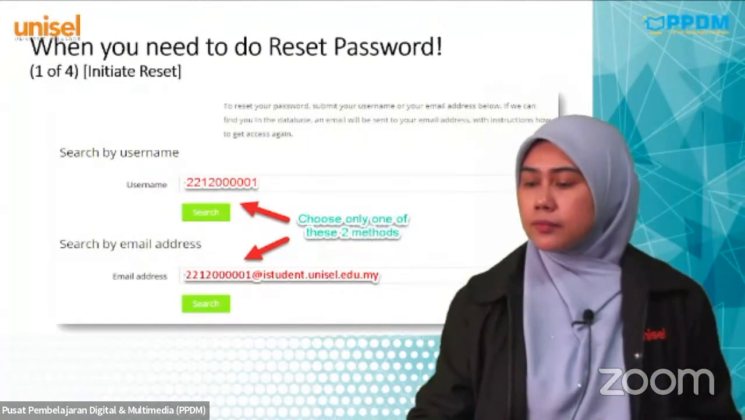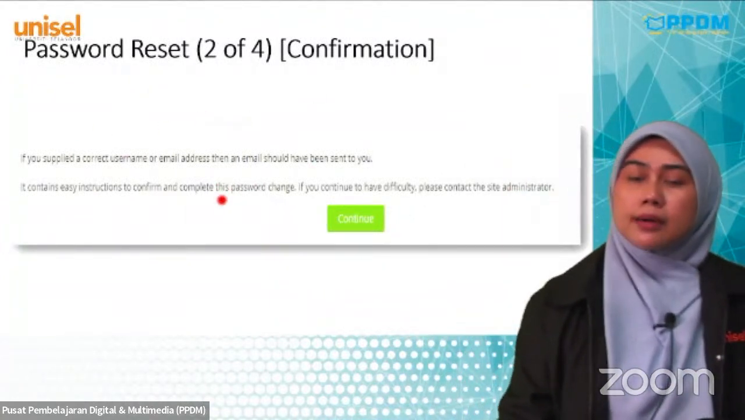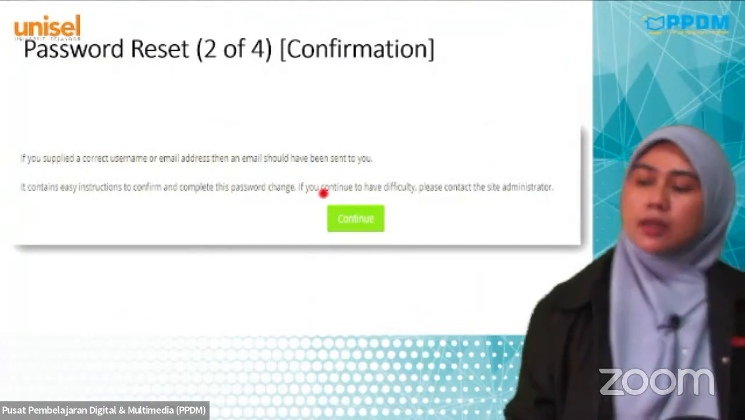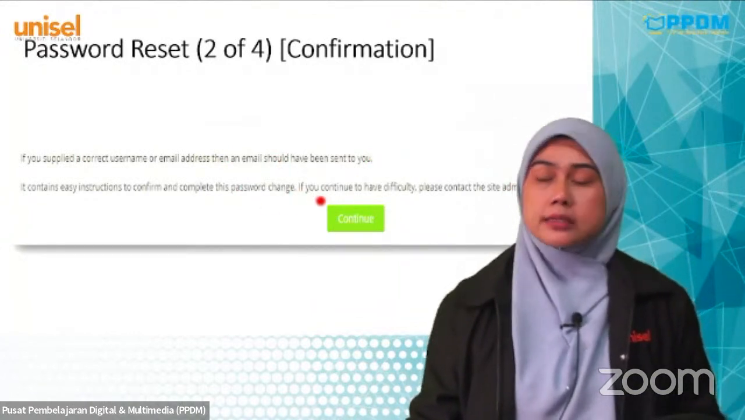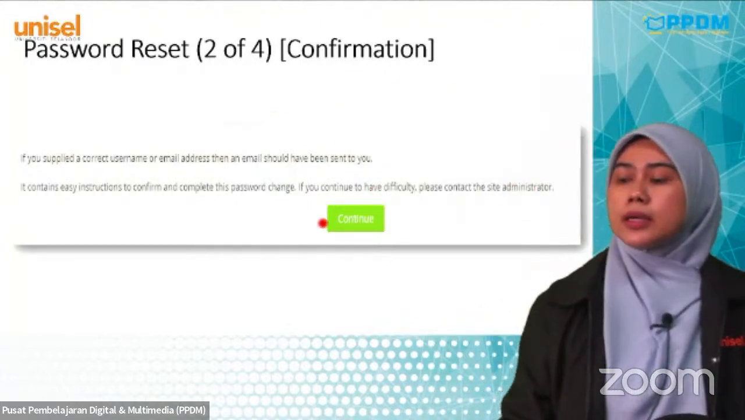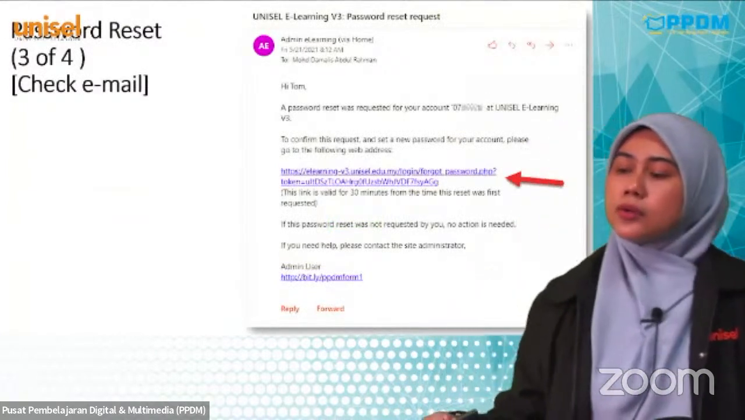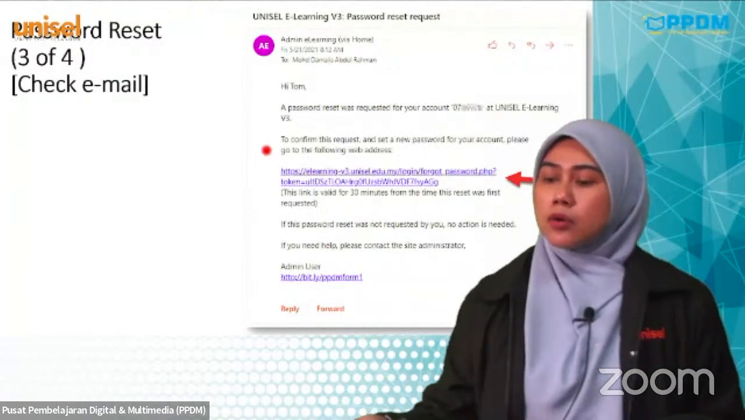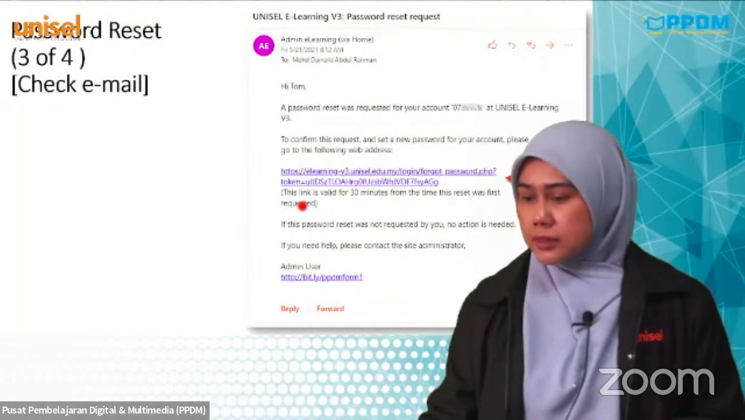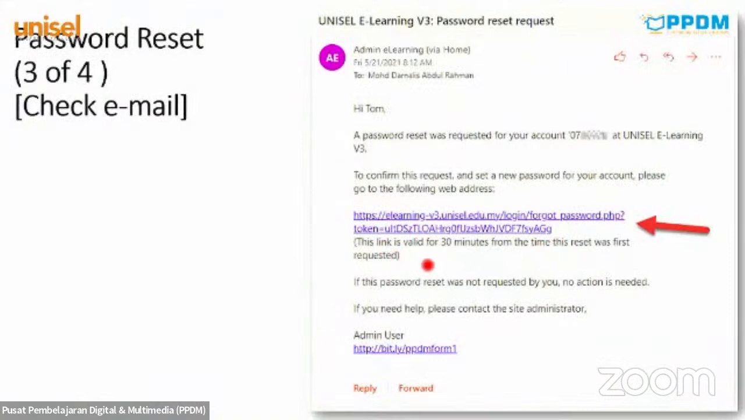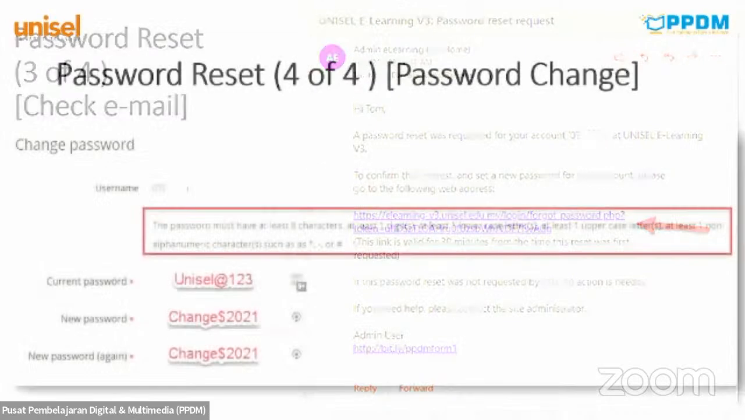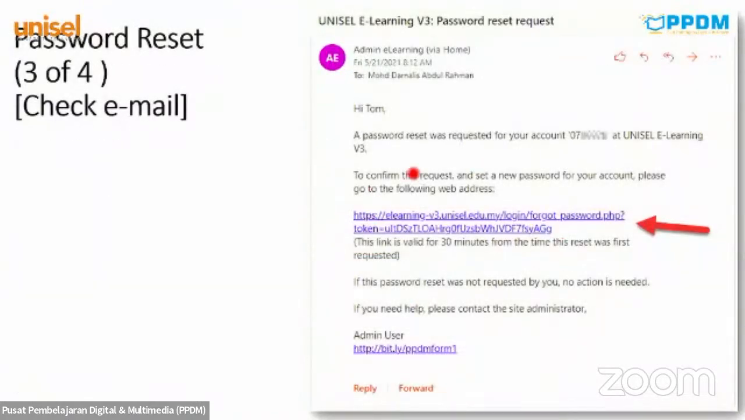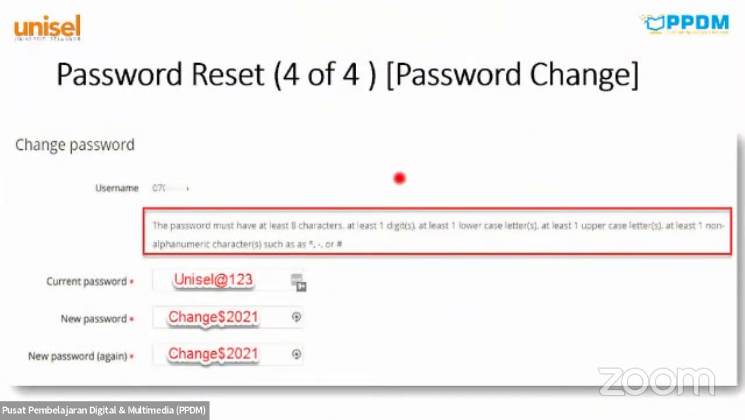Then click your account. If you put in the correct email address or ID number, you should by now get the activation reset password link. You read it and click continue. Step number 3, you need to open your iStudent email and go to this link. This part you need to pay attention to. This link is valid for 30 minutes from the time this reset was first requested. So if you exceed the 30 minutes, you need to request another reset password. So do it very fast. Click the activation link and it will bring you to this page.